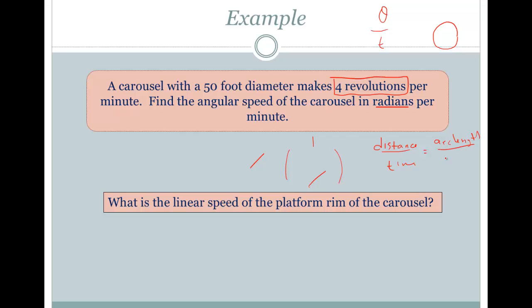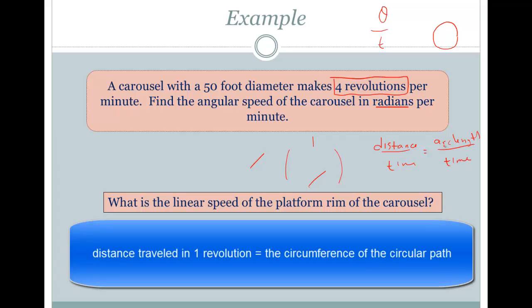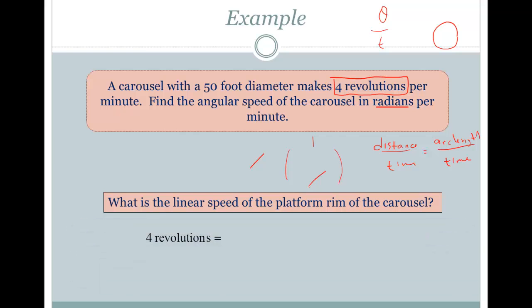How fast is a point on the rim of the carousel moving? To do that, again, I have 4 revolutions. I want to know how far, in terms of length, meters, did I travel. Well, 1 revolution, if you think about it, is equal to the perimeter, or the circumference of the circle.